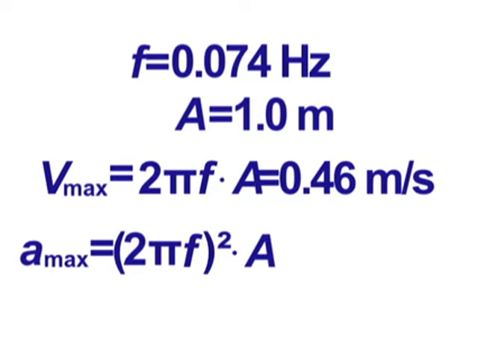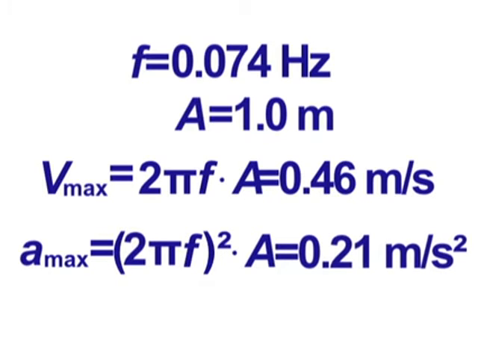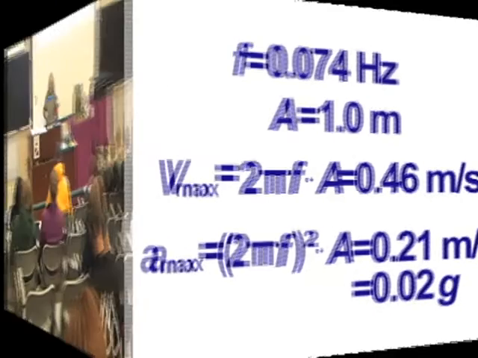And I can also get a maximum acceleration. And again, I've got the frequency. I have the amplitude. I can calculate straight away. And what I get is 0.21 meters per second squared, which is equal to 0.02 g approximately. It's 2% of the free fall acceleration.